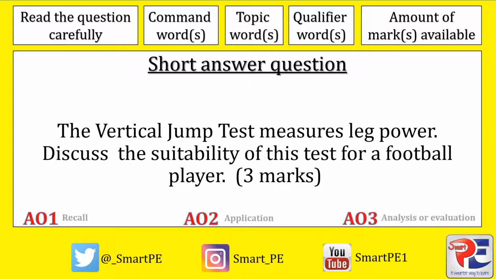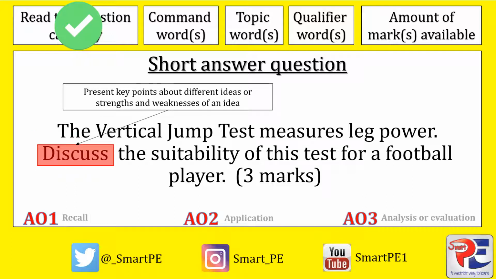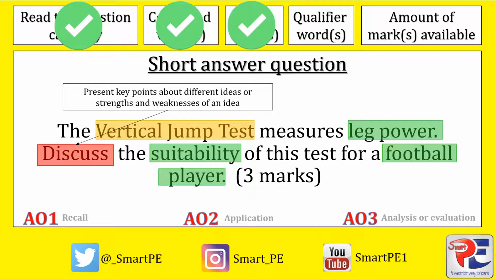Now, as you can see at the top of the page, there's 5 steps that we always follow. I want you to read the question carefully, highlight and fully understand the command word and what it means. So discuss means to present key points about different ideas or strengths and weaknesses of an idea. I then want you to highlight any topic words, then any qualifying words, and don't forget this is what you're going to be linking your answer to, and finally the amount of marks available, just to make sure you make enough points in your answer.